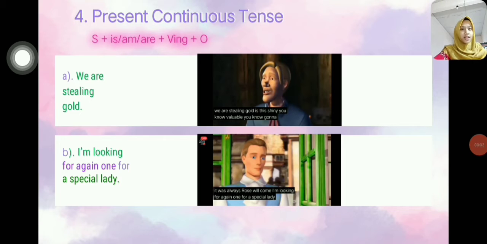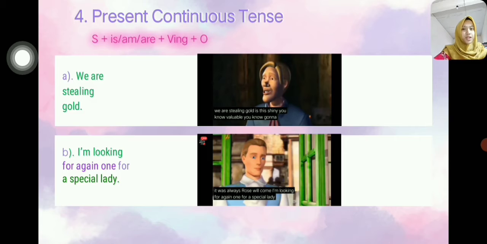Present continuous tense has the formula subject plus is or am or are plus verb ing plus object. The example sentence, number 1: We are stealing gold. We is subject. Are stealing is are plus verb ing. Gold is object. The Prime Minister's errand boys, there are two guys, are stealing gold at the shed. The situation tells the action that goes on around the time they talk.